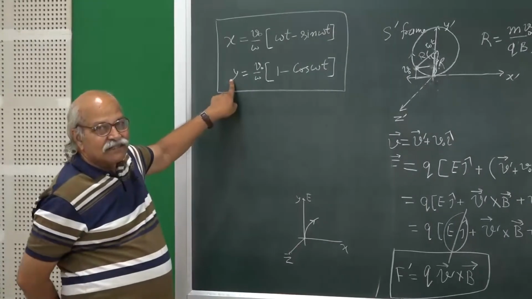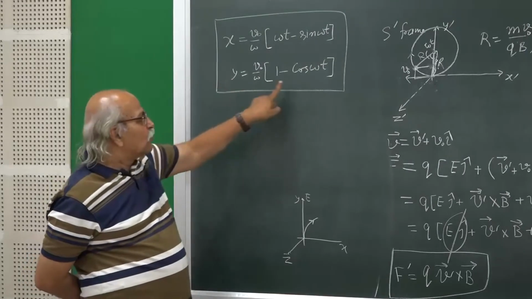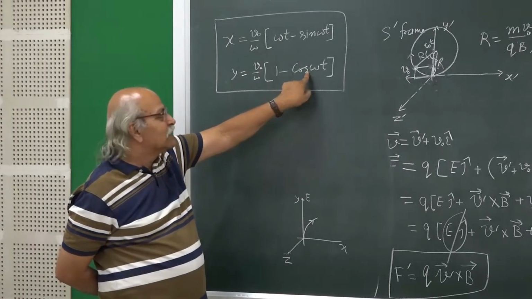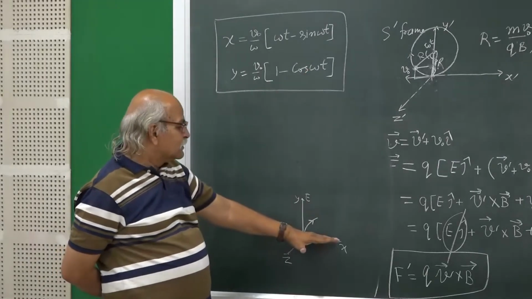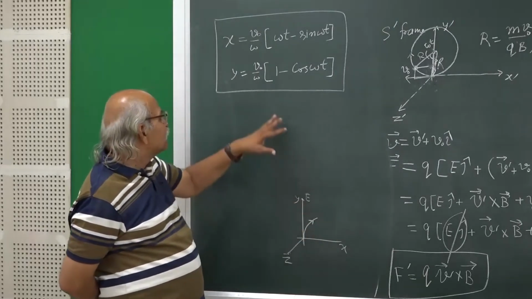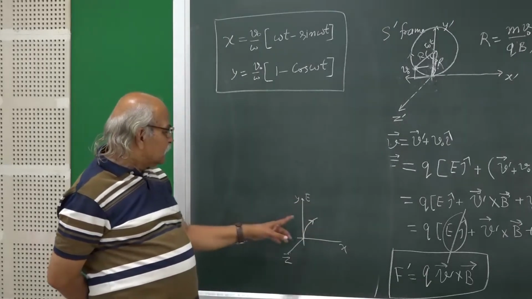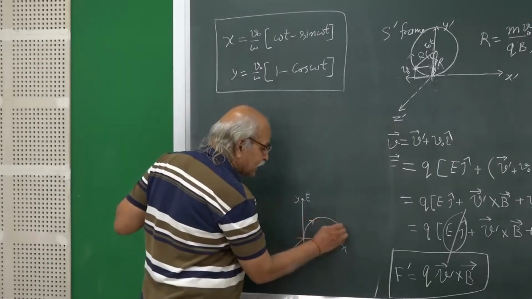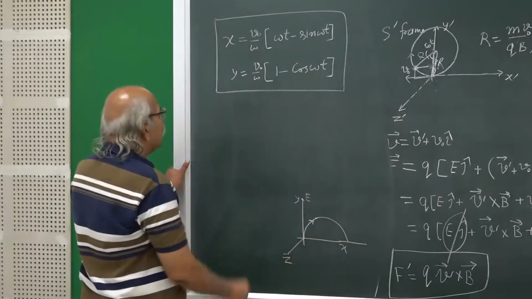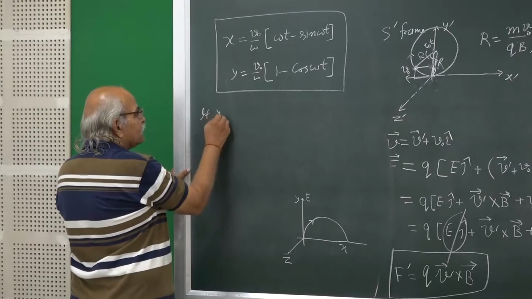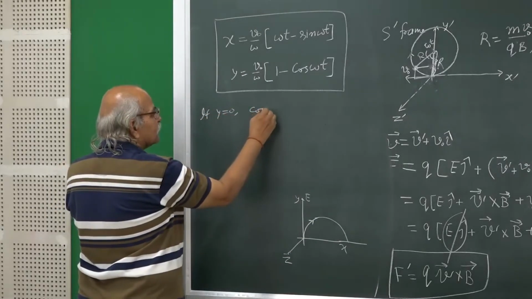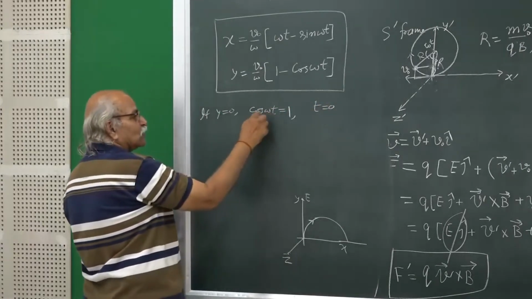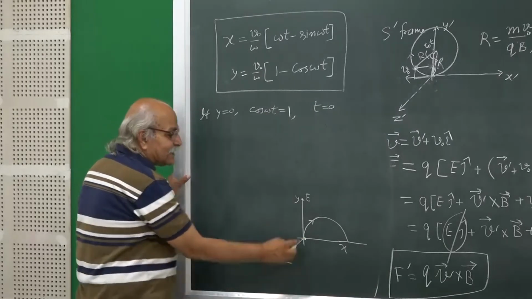First, y is always greater than or equal to 0, because cos omega t is always less than or equal to 1, between 1 and minus 1, so this can never be negative. So the whole path is above the x axis in this xy plane. That is one observation. Then, can y become 0? Will the particle touch the x axis somewhere? Yes, if y is 0, that means cos omega t is 1. At t equal to 0, cos 0 is 1, that is here.